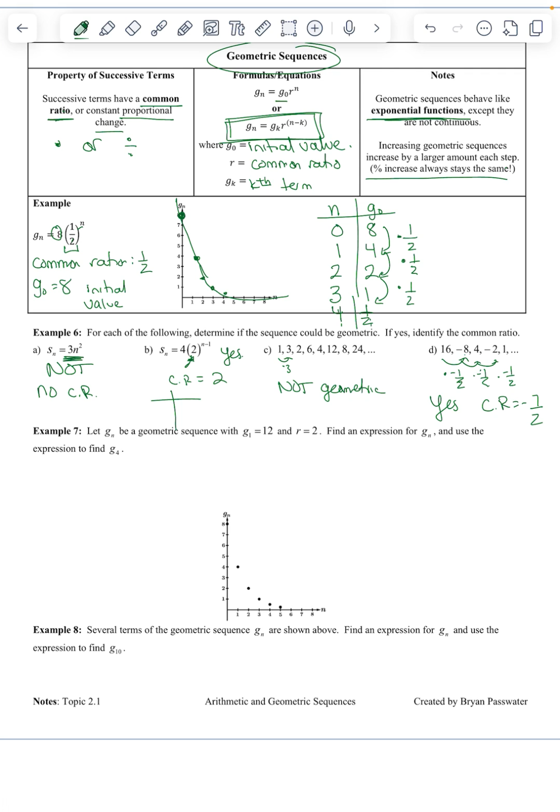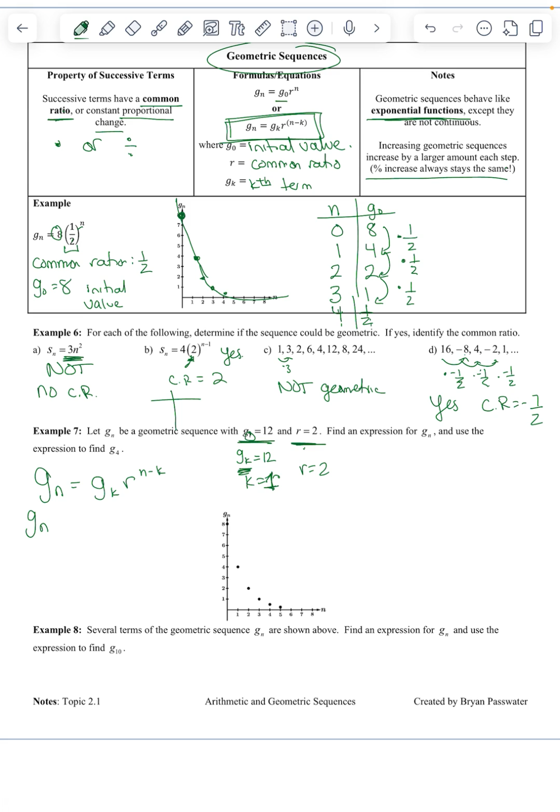All right, same types of problems. Let G of n be the geometric sequence, given G of 1 is 12 and R is 2. So looking at this equation, G of n is equal to G of k times R to the n minus k. It's the same exact thing. This G of k is equal to 12, and k is 1. And R is already given. R is 2. So let's plug that in.